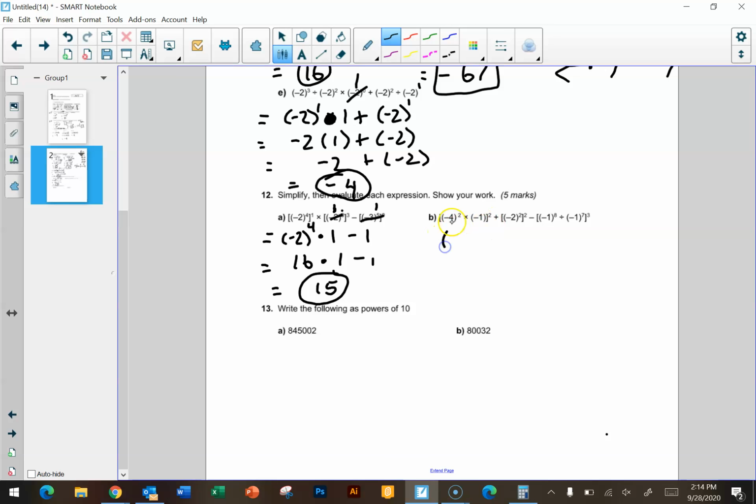So what we've got is negative 4 to the power of 2 is 16. 16 times negative 1 is negative 16. And don't forget, that's all to the power of 2 still, because all this stuff was just what was in the brackets.